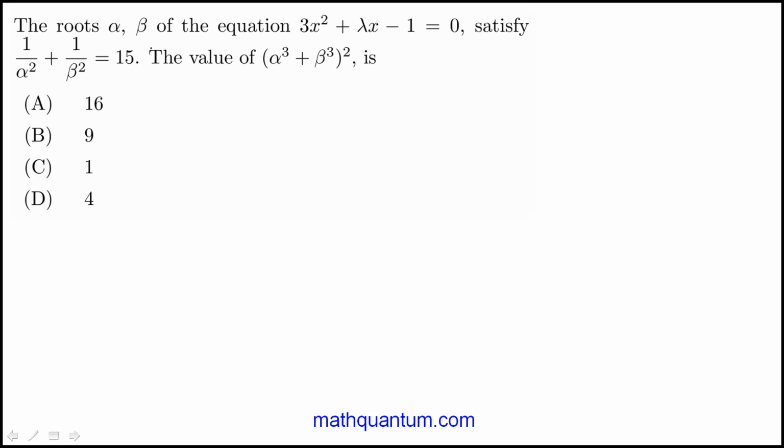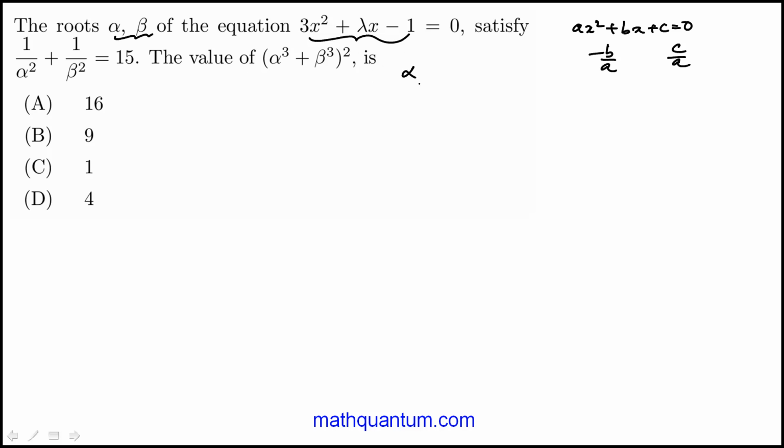So a quick glance at this question tells you that this has to do with using the properties of sum and product of these roots. So we'll be using those results. For a general quadratic, the sum of the roots is minus b over a, and the product is c over a. So we'll use that property.